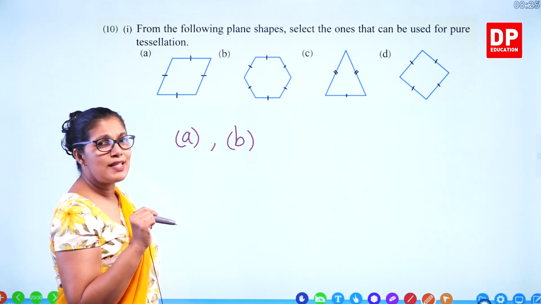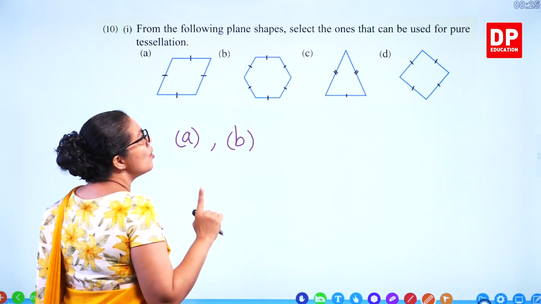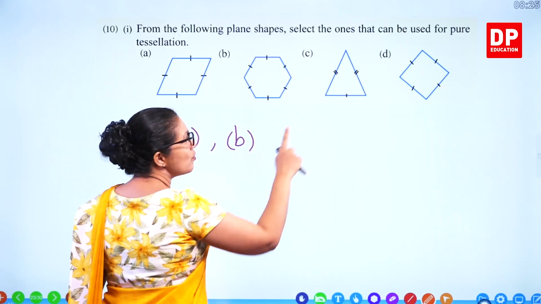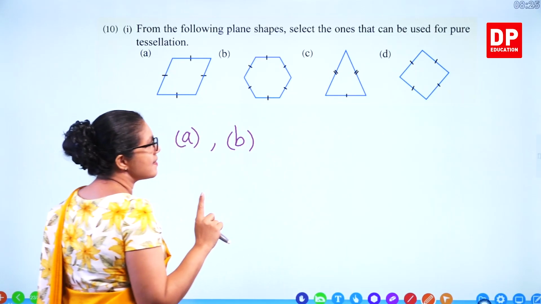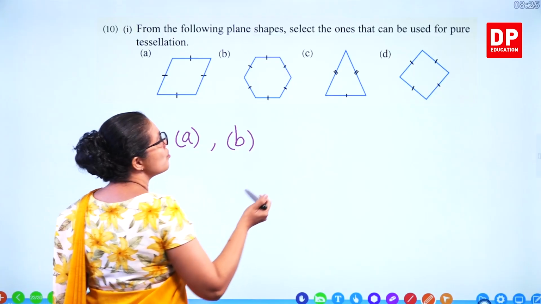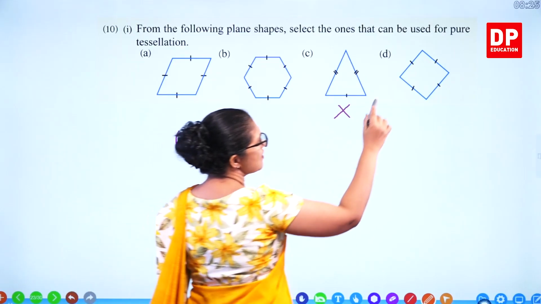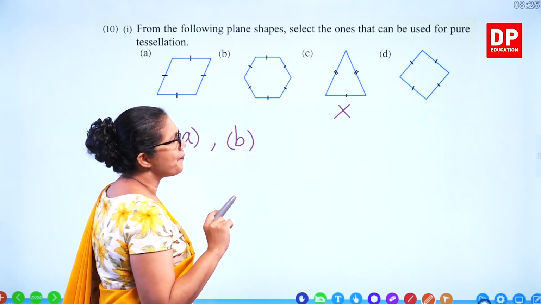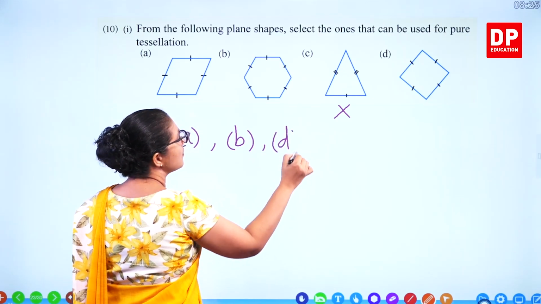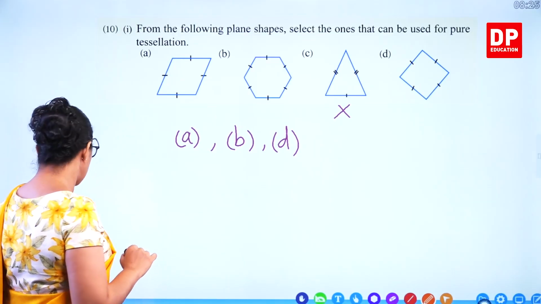But can we use isosceles triangles? You can't use isosceles triangles. It's difficult to use for pure tessellation. You can't use isosceles triangle for pure tessellation because these two lengths are different to this one. So you can't use this one for pure tessellation. What about this one? All sides are equal. Looks like a square. So you can use a square for pure tessellation. So A, B, D you can use for pure tessellation.